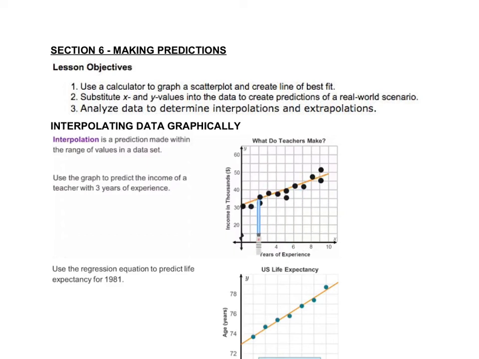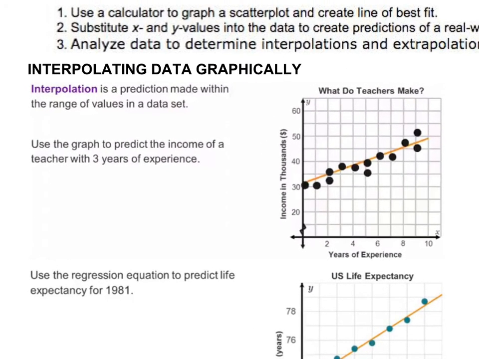So what I want to do is use the graph to predict the income of a teacher with 3 years of experience, okay? And so here's my graph, let me zoom in a little bit, where I've got my years of experience, okay? And I have the income in thousands of dollars. So as teachers work, they get paid more, okay? Every year, I usually get paid a little bit more money.